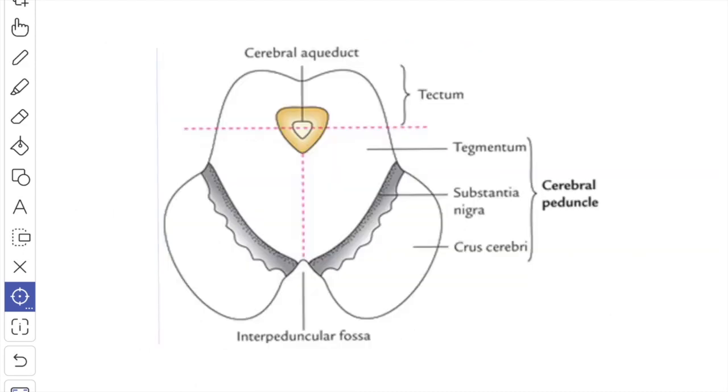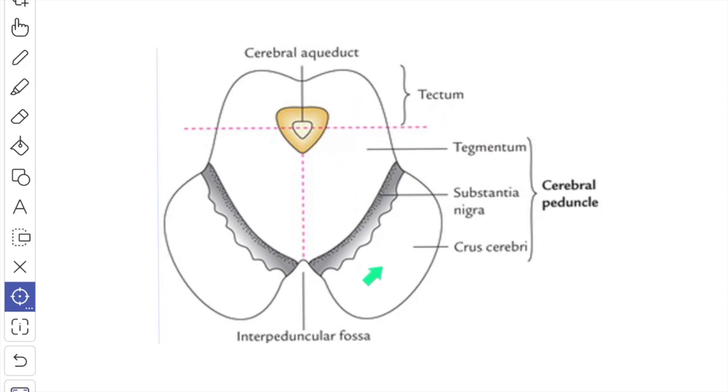Now we'll see about the internal structure. The internal structure of the midbrain is studied conveniently by examining its transverse section. The transverse section of the midbrain shows a tiny canal that is known as the cerebral aqueduct. A coronal plane passing through the cerebral aqueduct divides the midbrain into two parts, a small posterior part and a large anterior part. The small posterior part is known as the tectum and it consists of the four colliculi.